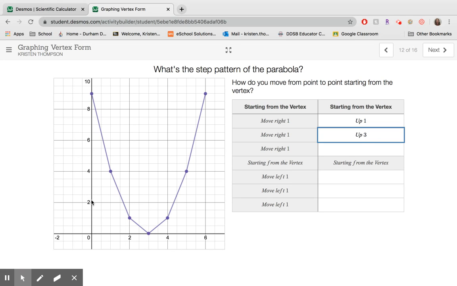So every 2 is going up 1. So 1 is here, then 2. So we'd still be going 1. So move over 1. So that's 5. And then up 1, 2, 3. So it's the exact same. Up 3, up 5. And then the same here. Up 1, up 3, up 5.